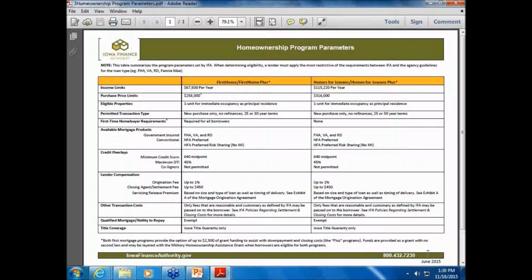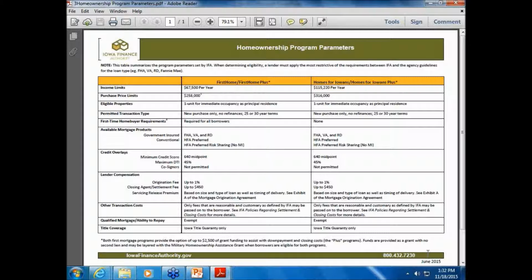We have credit overlays. We have a minimum credit score of 640 midpoint. We have a maximum debt to income ratio of 45%, and we do not allow co-signers or non-occupant co-borrowers, as some people call them. So not allowed. Those are our credit overlays, and they are really the only ones we have.